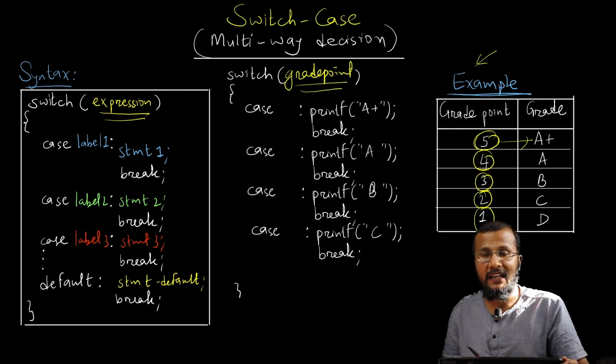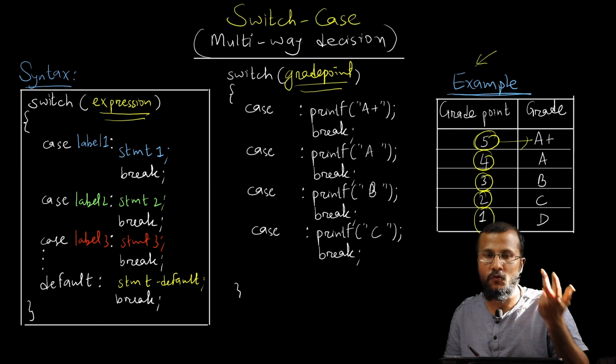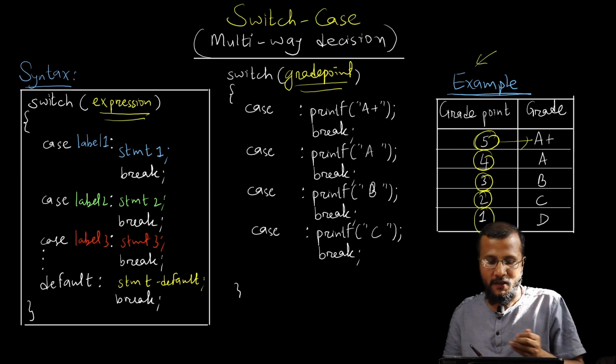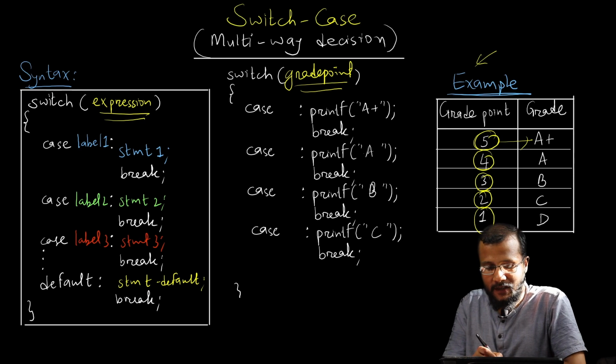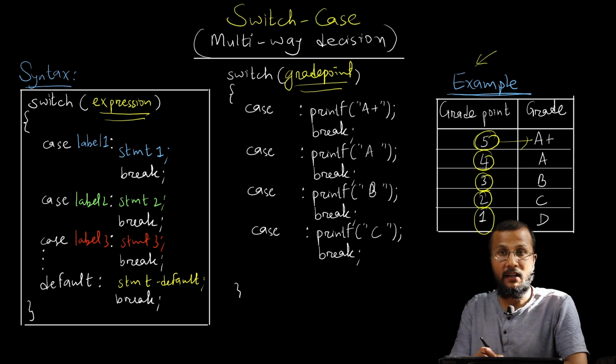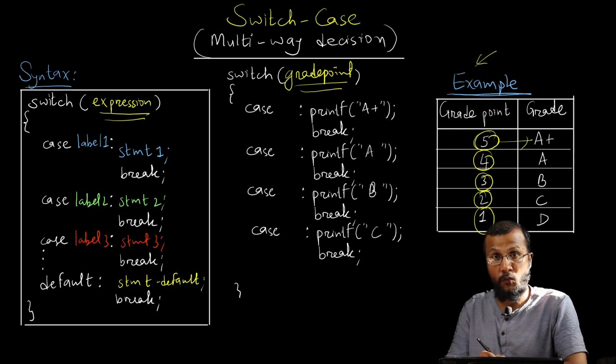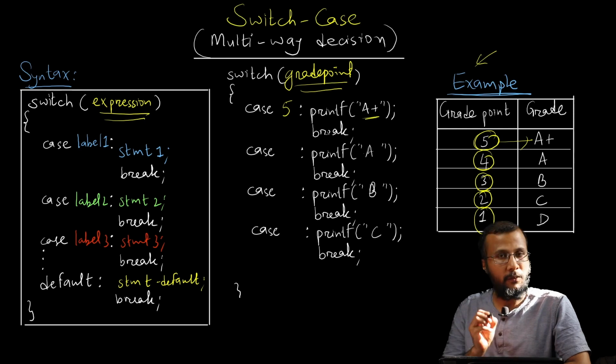Now this can either be 5, 4, 3, 2 or 1. So I'll have to put each of these grade points in a case label. Here I put 5. That means if the grade point is 5, I'll display that the grade is A+. And then break, obviously, because this will come out here.